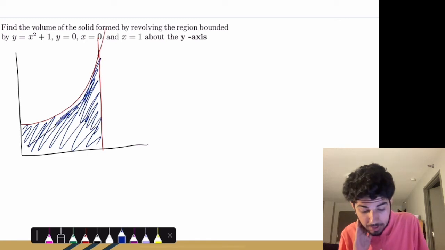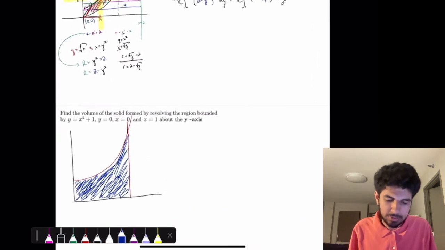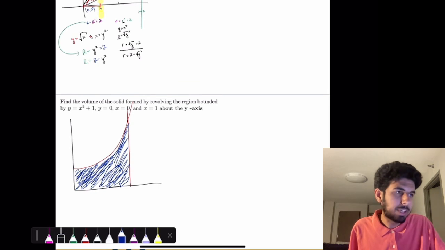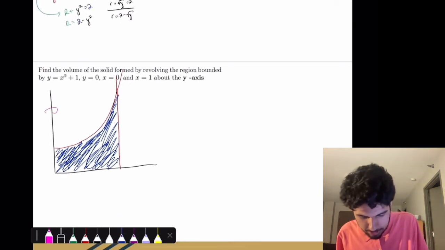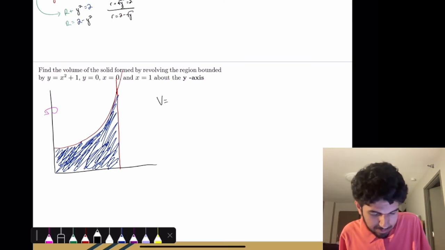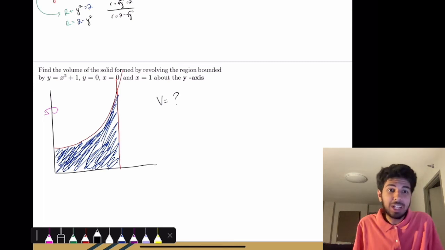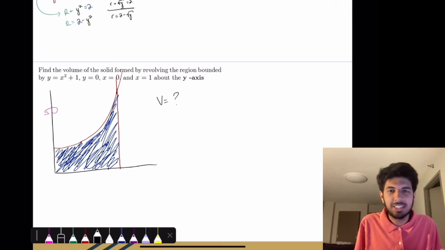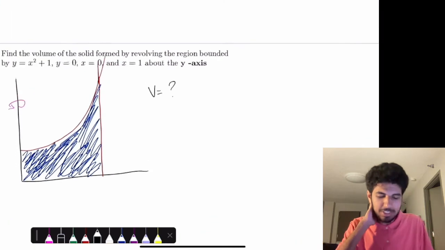And we're revolving this about the y-axis. So that is a vertical axis of rotation, which is fine. We've had experience with that, so we should be thinking in terms of y. Let's draw our trusty arrow, something like this. Formula, V equals something. The reason I say something is, well, we should actually put some thought into it before we just say, oh, it's the washer method, because this is in the washer method section. Let's put some thought into it.